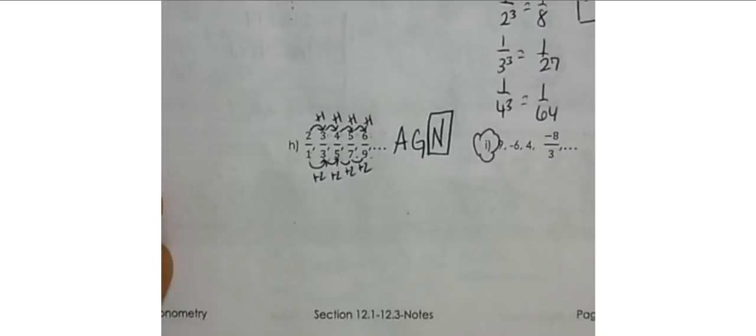And in the denominator, it looks like I'm adding 2 each time in order for me to get to my next value. So that's very interesting as well. So that's a pattern that I'm noticing, and I'm going to write down that pattern because that's what I see.